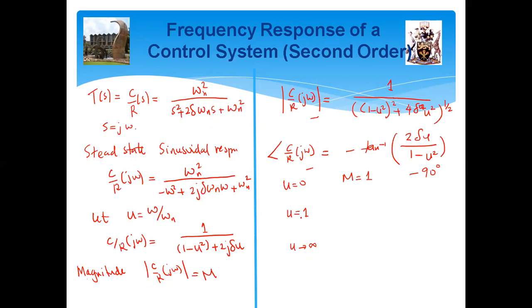If u is 1, then this part will vanish. So here we have 2 times damping delta, squared, 1. Sorry? Tan inverse of 0 is 0, not 90.